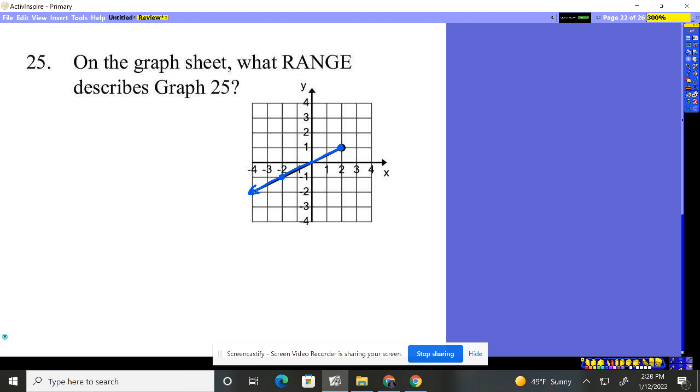So it seems to be everybody below this height of 1. So it's every y that is below or equal to, because it does have a solid dot there, including it, 1. That would be our range, because remember, range are your y values, your height values.